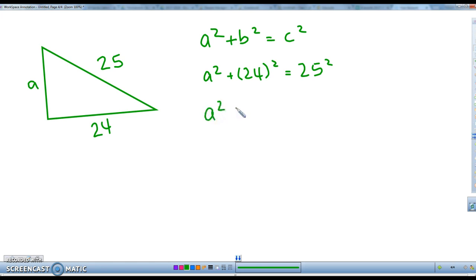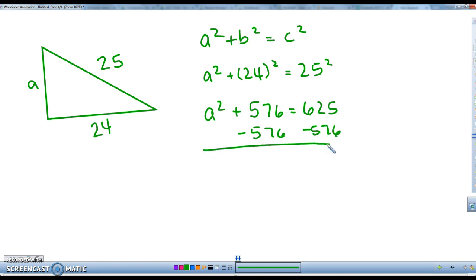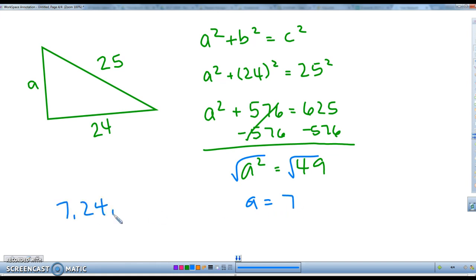So I can say a squared plus 576 is equal to 625. I subtract that 576 off both sides. These cancel, and I get a squared is equal to 49. If I square root both sides, I will get that a is equal to 7. Okay? And 7, 24, 25 is another Pythagorean triple.